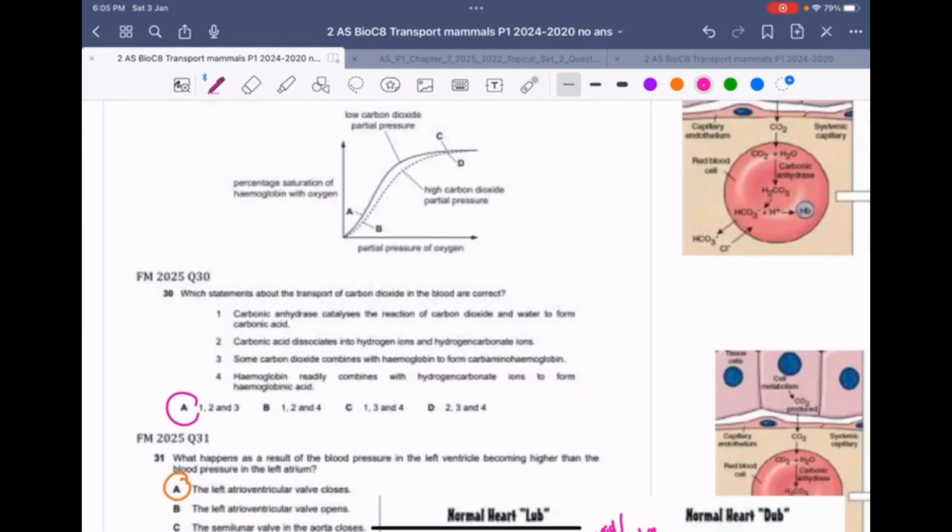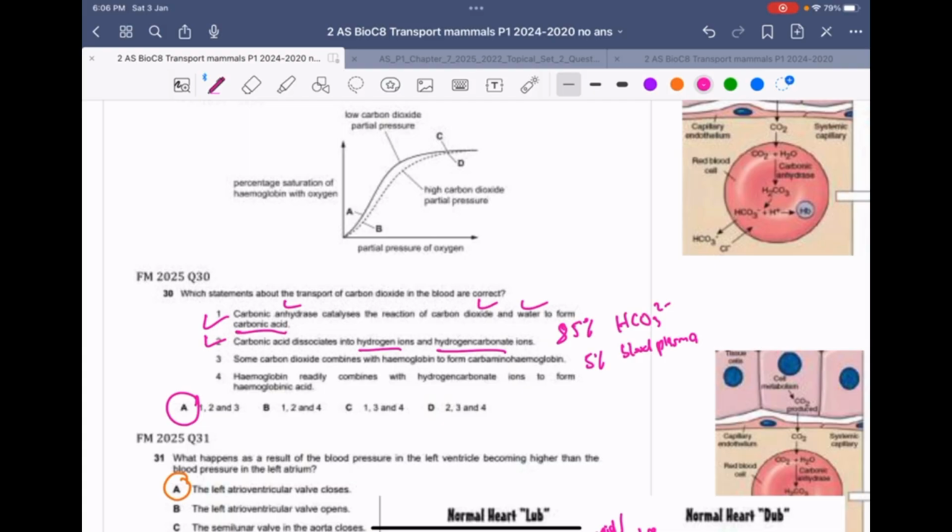The answer is A. Carbonic anhydrase catalyzes the reaction of carbon dioxide and water to form the carbonic acid. This is correct. And then the carbonic acid, because it's unstable, will dissociate, become the hydrogen ions and hydrogen carbonate ions. Also correct. And so we know that about 85% of carbon dioxide is transported in the form of hydrogen carbonate ions. Then about 5% will dissolve in the blood plasma.